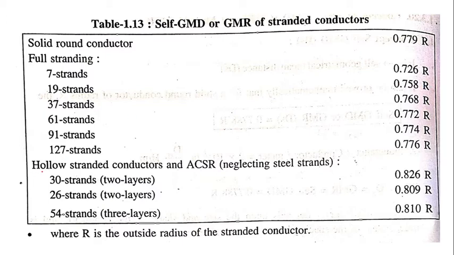Over here we have also mentioned the hollow stranded conductor and ACSR. In ACSR we are going to neglect the steel strands, because there is no current flowing through the steel, only through the aluminum section that surrounds it. So for 30 strands, that is the two layer, we can consider 0.826 R, and so on. Over here R is the outside radius of the stranded conductor. Remember this term and please note this down in your notebook for future use.